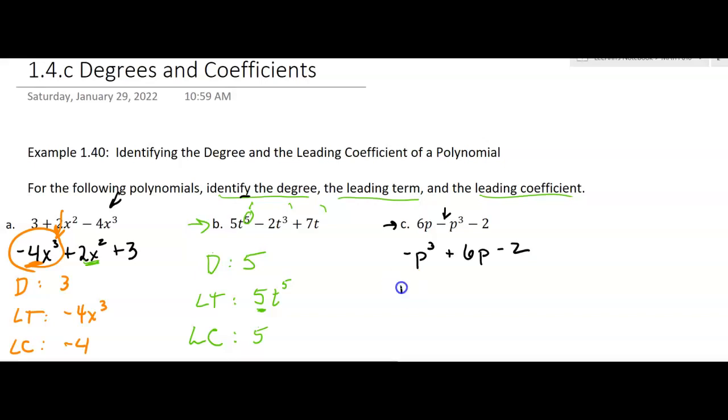What is the degree? It's a third degree polynomial. What's the leading term? The leading term is that negative p cubed. Now, here's the million-dollar question. What's the leading coefficient? What's the number in front of p? Negative 1. I need that 1 there. A lot of times students will write the 1 in because they forget about it, but that's up to you. That's that problem.